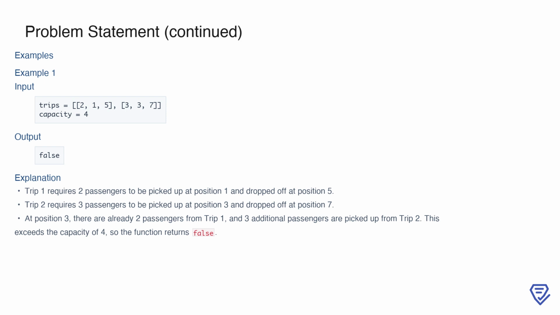In the first example, we are given two trips. The first trip requires picking up 2 passengers at position 1 and dropping them off at position 5, and the second trip involves picking up 3 passengers at position 3 and dropping them off at position 7. The vehicle has a capacity of 4 passengers. At position 3, there are already 2 passengers from the first trip, and 3 additional passengers are picked up from the second trip, resulting in a total of 5 passengers on board. Since this exceeds the capacity of 4, the function returns false.